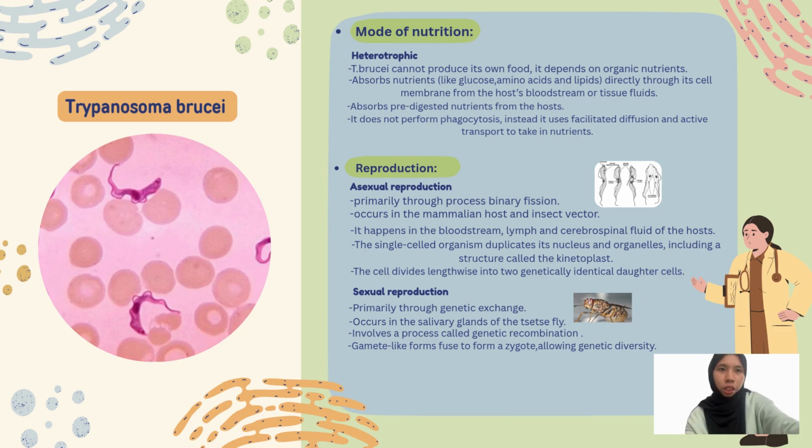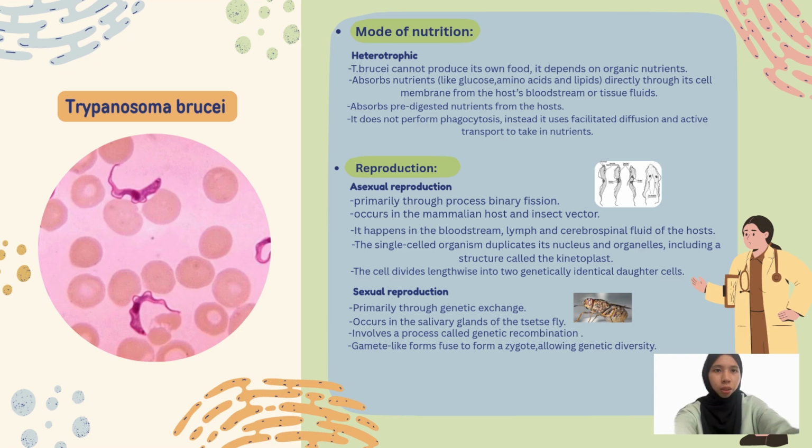Lastly, for reproduction, it undergoes asexual and also sexual reproduction. For asexual reproduction, the protista undergoes binary fission. It occurs in the mammalian host and insect vector, in the bloodstream, lymph, and also cerebrospinal fluid of the host. The single cell duplicates its nucleus and organelles, including a structure called the kinetoplast. The cell then divides lengthwise into two genetically identical daughter cells.